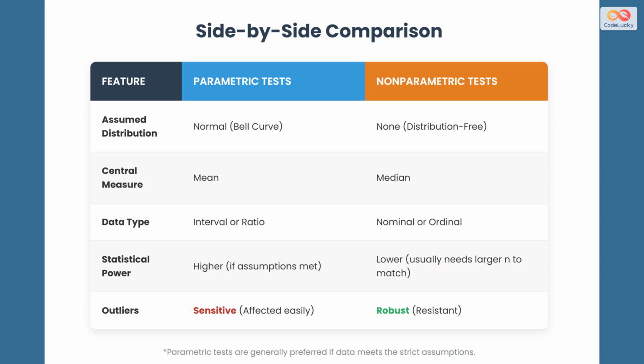Let's compare them side by side. Parametric tests assume a normal distribution and use the mean, while nonparametric tests make no assumptions and use the median. Parametric tests are more powerful, meaning they are better at detecting effects, if the assumptions are met. But they are very sensitive to outliers. Nonparametric tests are robust. A single extreme value won't ruin your analysis, making them safer for irregular data.